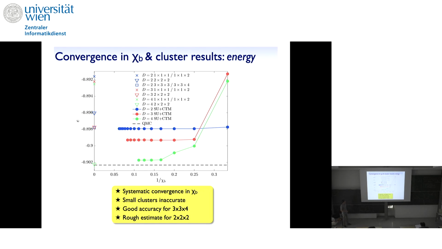And in this plot, you also see some results from these cluster contractions. Here are the smallest clusters, just with 2 sites, and you see they're really far off, so they're not very useful. The square here is the 3 times 3 times 4 cluster for bond dimension 2, which is reasonably accurate. But that's also quite expensive, so we can only do it for D equals 2. And the triangles here are from this 2 times 2 times 2 cluster. You see they're off, but definitely better than the smallest cluster. So you can see it maybe as a rough estimate of what you should obtain.